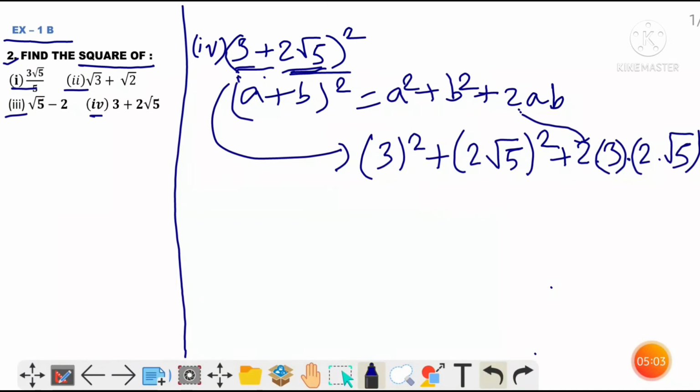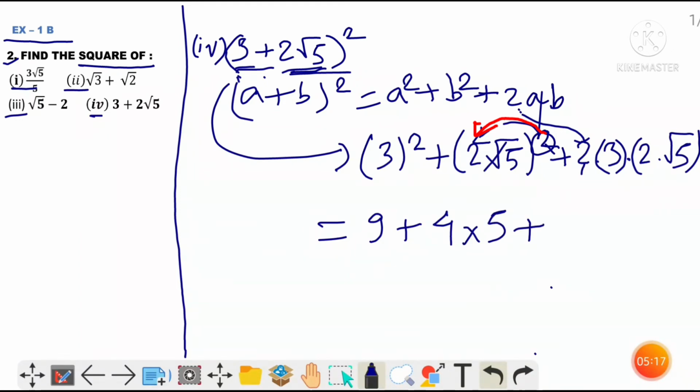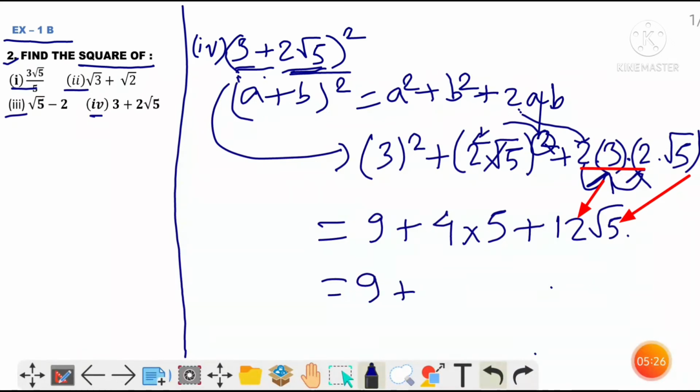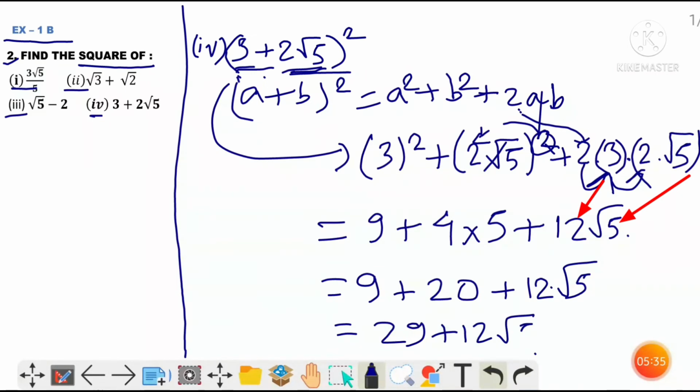So we'll get 9 plus 2 2's are 4 into root 5 whole square, means the square will cancel the root, we'll get 5, plus 2 3's are 6, 6 2's are 12, root 5. So 9 plus 20 plus 12 root 5. So 20 plus 9 is 29 plus 12 root 5.